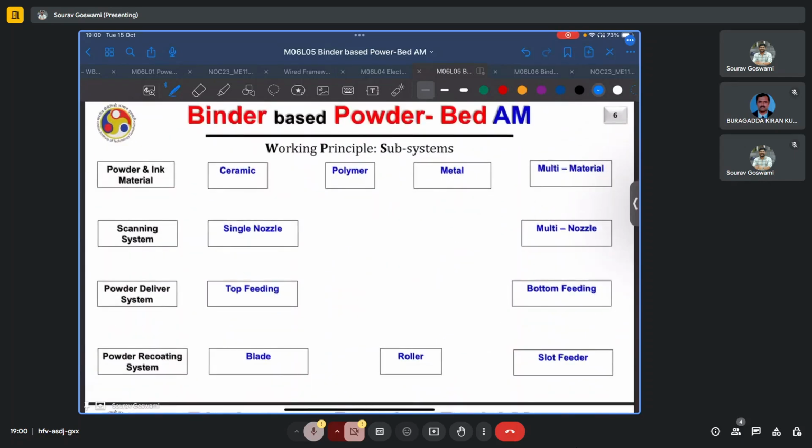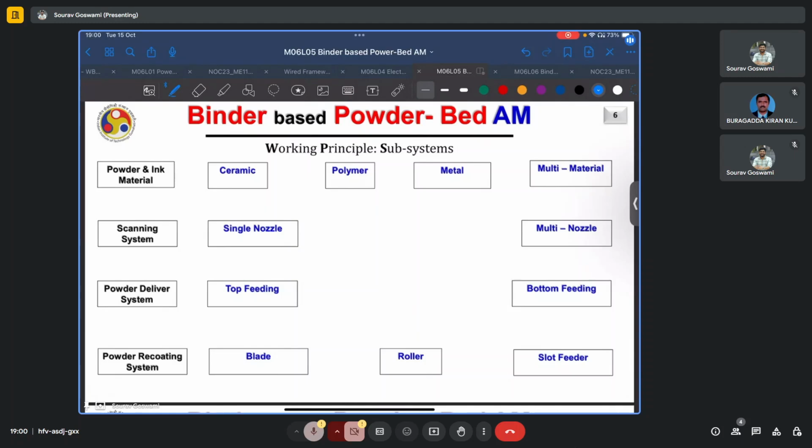So as we discussed, the powder and ink material can be ceramic, polymer, metal, or multi-material. The scanning system is based on the print head and it can consist of a single nozzle, which is just a theoretical case because almost always they will have multiple nozzles. The powder delivery system can be top feeding and bottom feeding. Recoating can be done via blade, roller, or slot feeder.